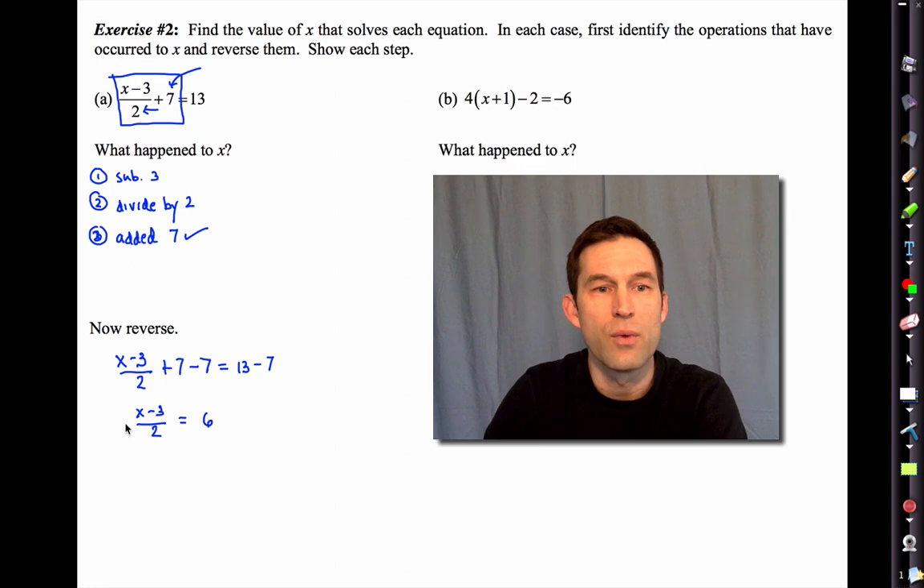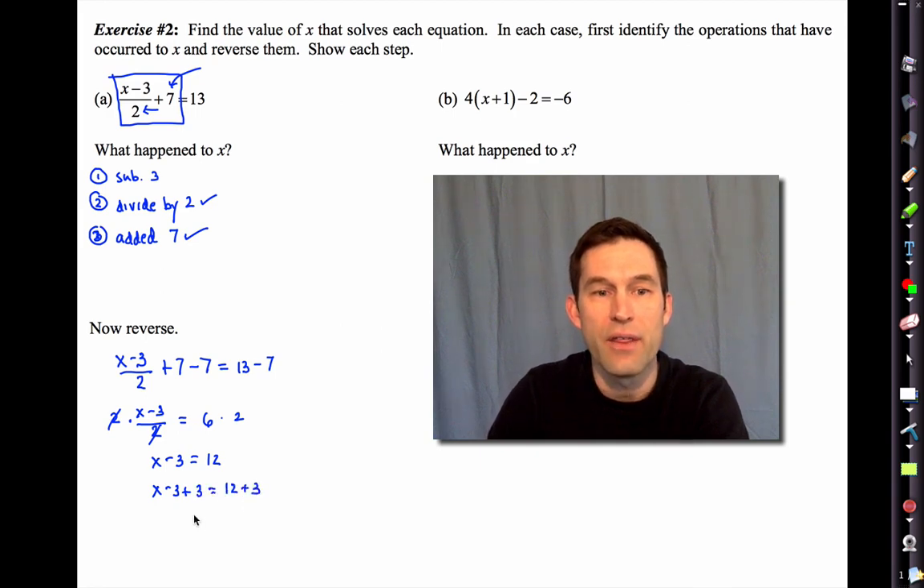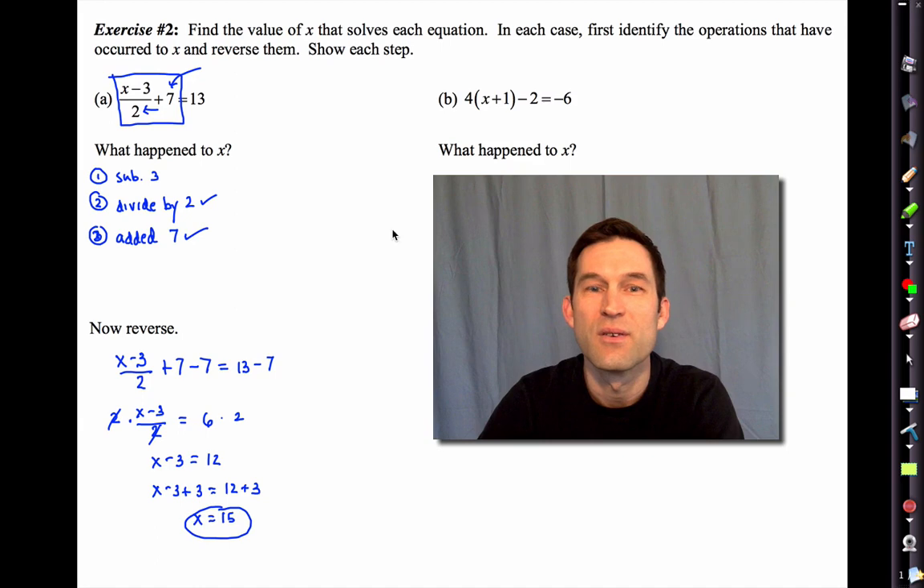Now let's divide by 2. Well, to undo division by 2, we multiply both sides by 2. Here we can just do what's called cross-canceling in fractions, and we'll just get x minus 3 is 12. So we got rid of that dividing by 2 by multiplying by 2. And the last thing that we did was we subtracted 3, so we're going to undo that by adding 3 to both sides. Some teachers, of course, will show that adding 3 underneath. That's quite all right. I go both ways. But we get x equals 15, right?